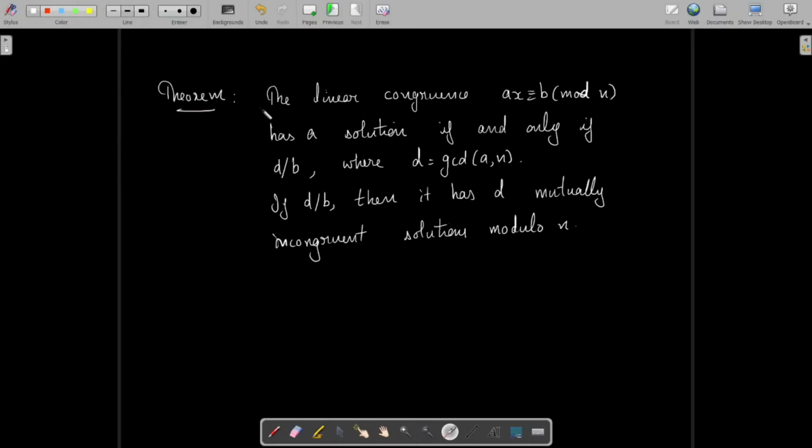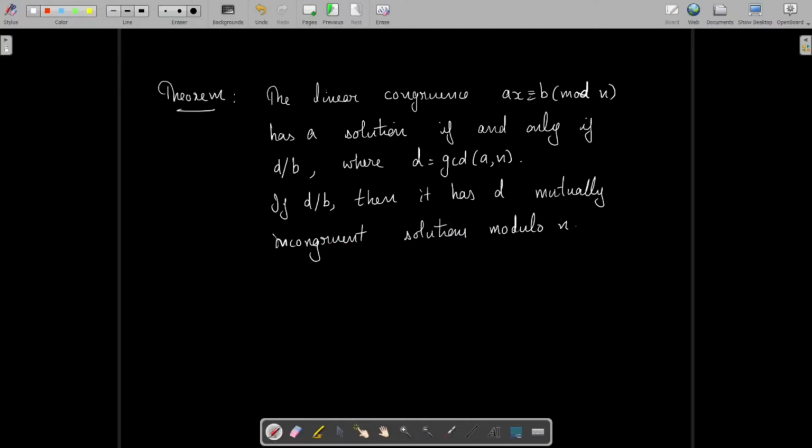Here the theorem says that the linear congruence ax ≡ b mod n has a solution if and only if d divides b, where d is the GCD of a and n. If d divides b, then it has d mutually incongruent solutions modulo n.